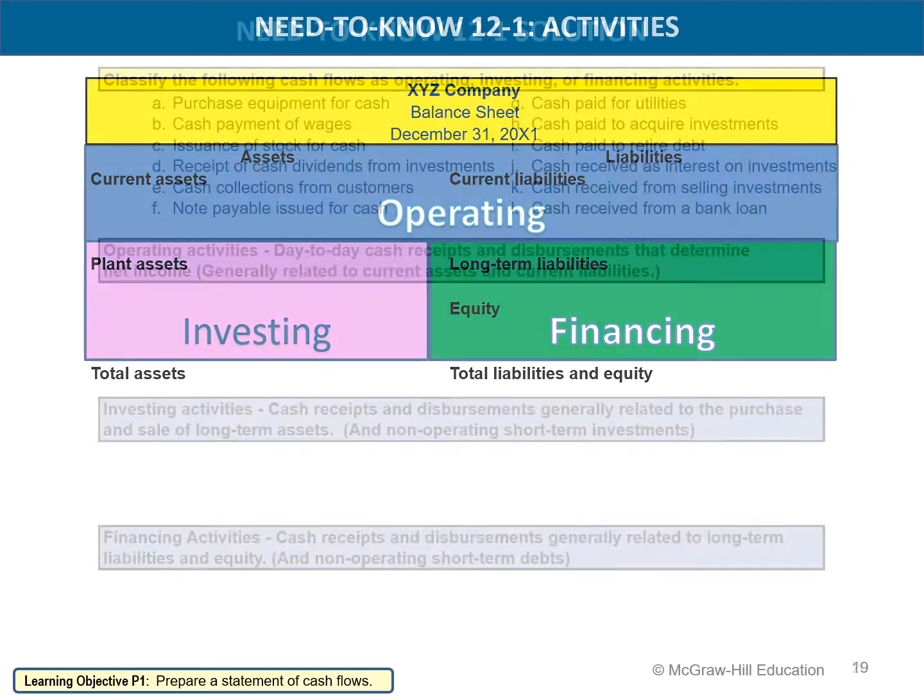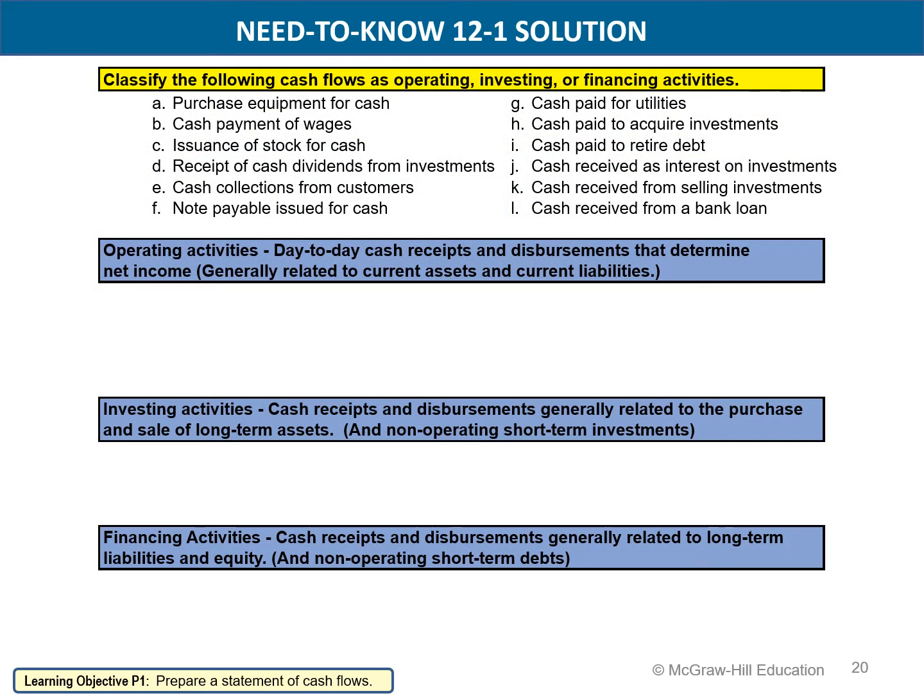Okay, so now let's classify each of the following in the appropriate buckets. And so to make this easy, because they give us all the answers at once, I believe, let's highlight our operating activities in green, our investing activities in yellow, and how about our financing activities in blue?